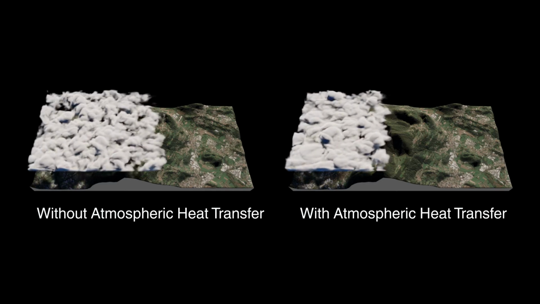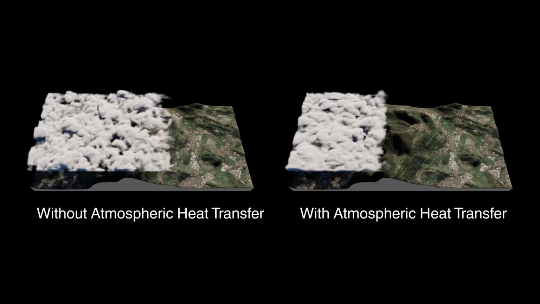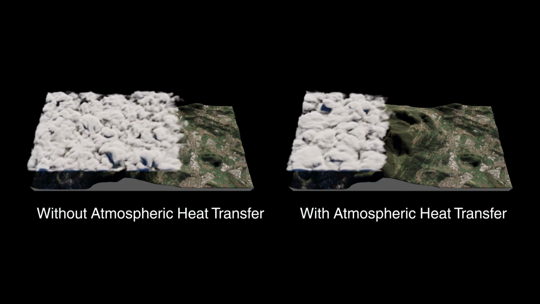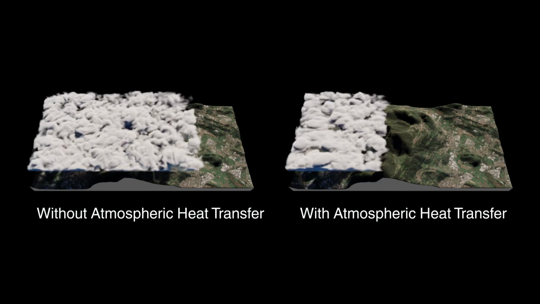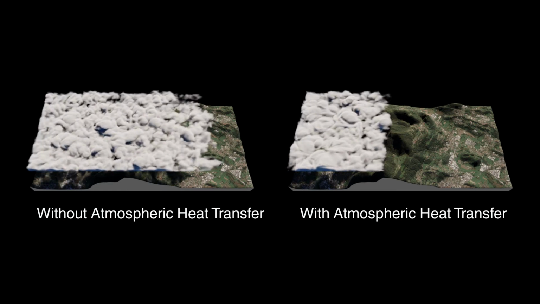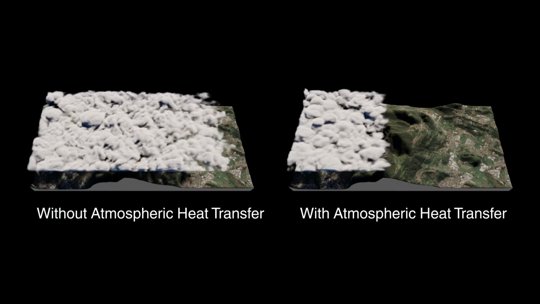The inclusion of heat transfer in the atmosphere allows us to recreate the so-called Foehn effect. The resulting temperature gradient blocks incoming clouds and results in a Foehn wall.